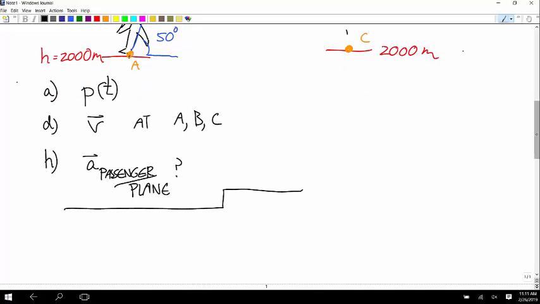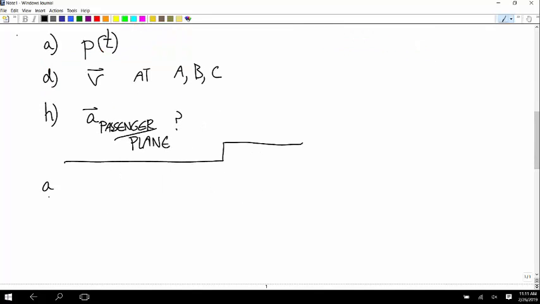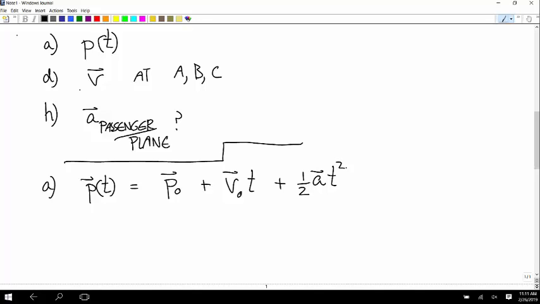Okay, so for part A, we know that the position as a function of time as a vector is equal to the initial position vector plus the initial velocity vector times t plus 1/2 times the acceleration vector times t squared. And since we're looking for this as a function of time, we're not going to choose a specific instant corresponding to t. We're just going to leave that as a variable.